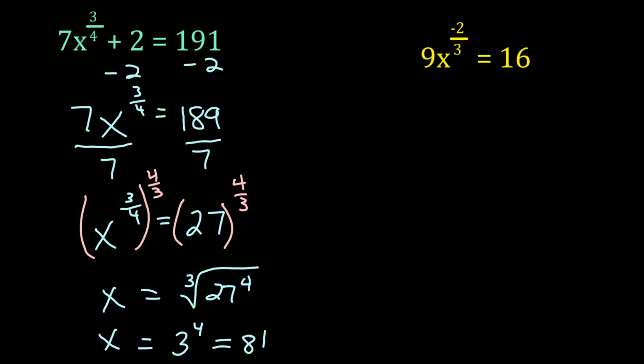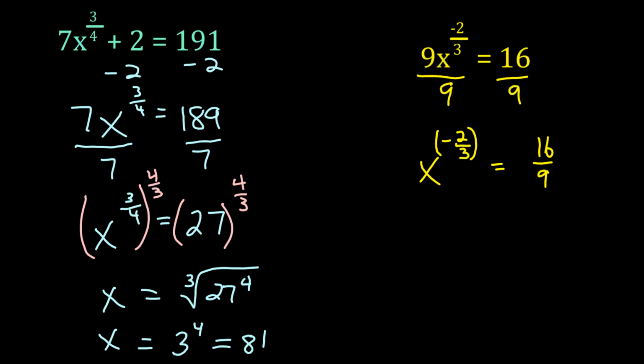All right, and then the last example, we've got 9x to the negative 2/3 equals 16. So this one I think is going to be the most challenging of the bunch. We do not have any adding or subtracting we need to get rid of, so we're going to start by just dividing by 9. And we get x to the negative 2/3 equals 16 over 9. And that ends up giving us, let's see, 1.7 repeating. So it's not a really nice fraction. It doesn't get us down to a nice number.